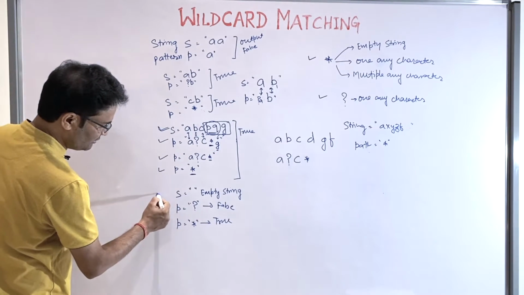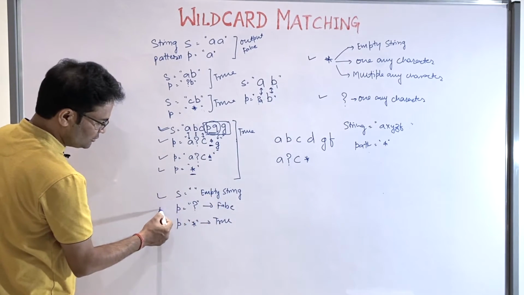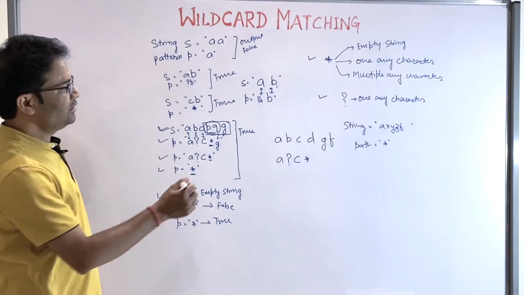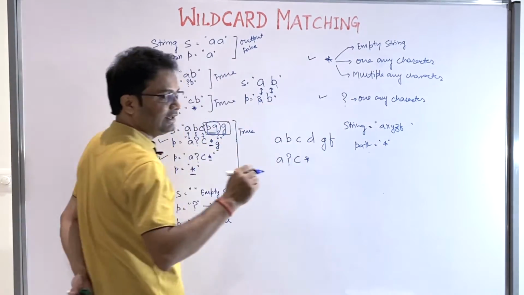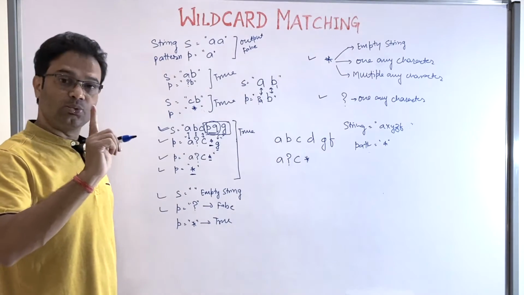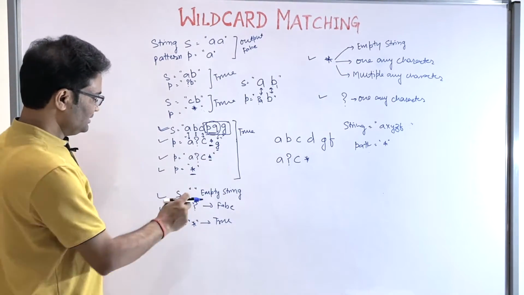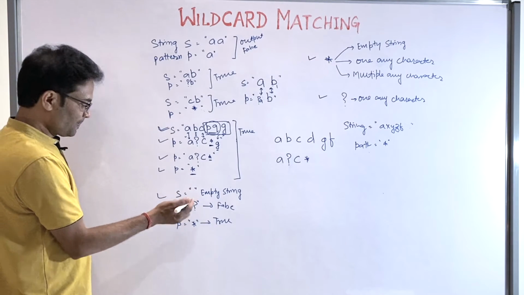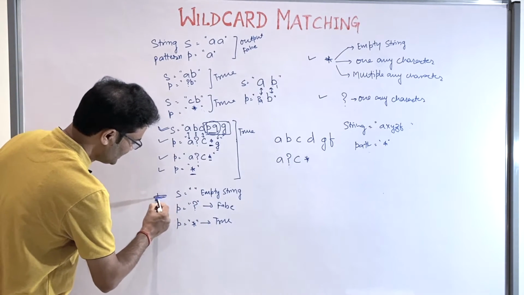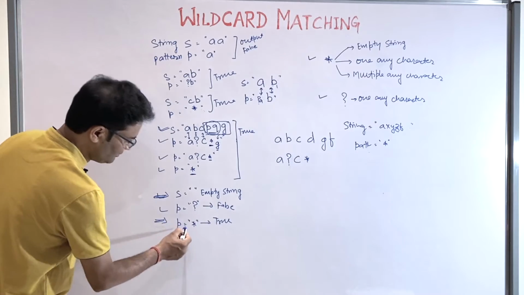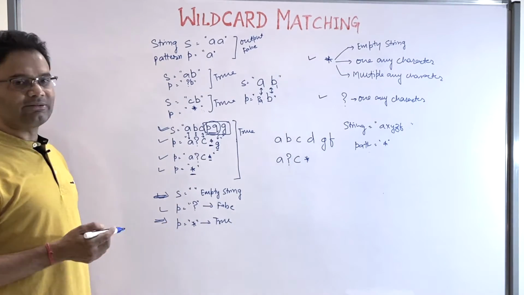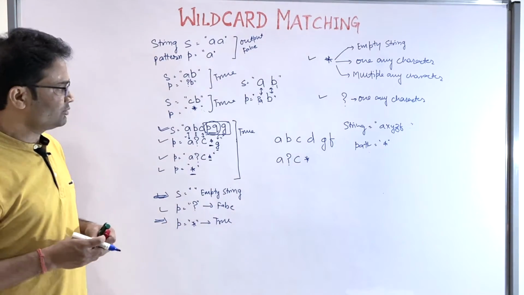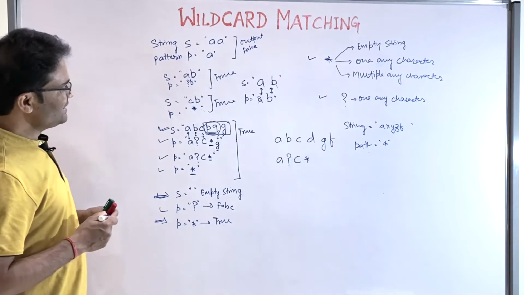Again, suppose your string is the empty string and the pattern is question mark, it is false, because question mark represents any one character, but one character must be there, and in the empty string there is no character, right? So question mark will be false. But if you have this string and this pattern, it's true, because star represents the empty character also, right? But how is it difficult, right?